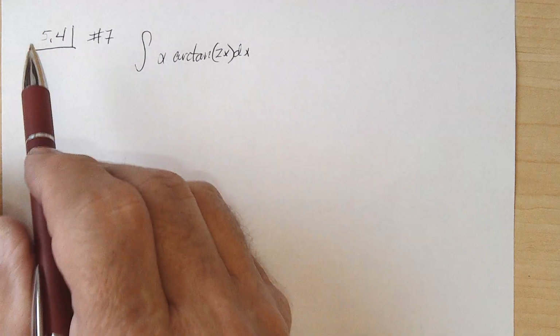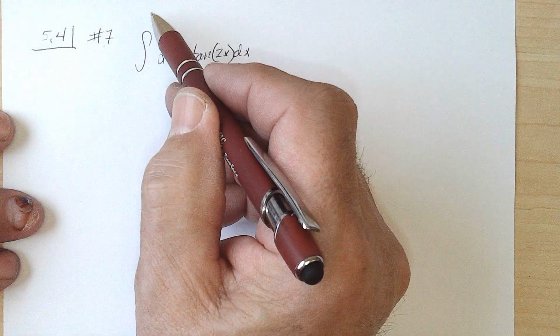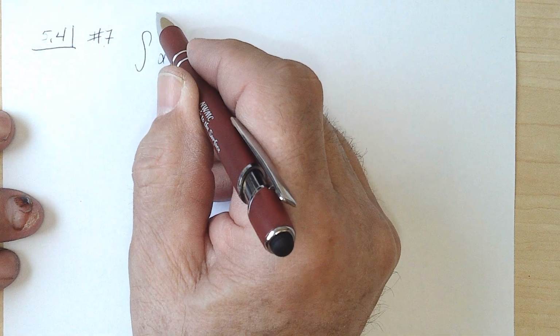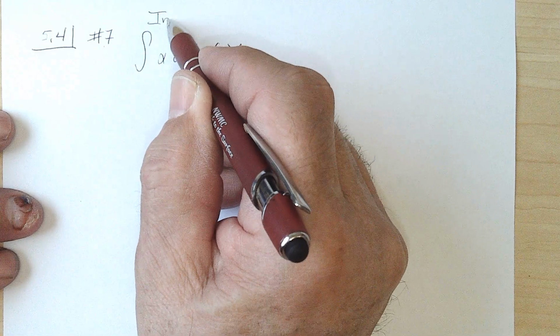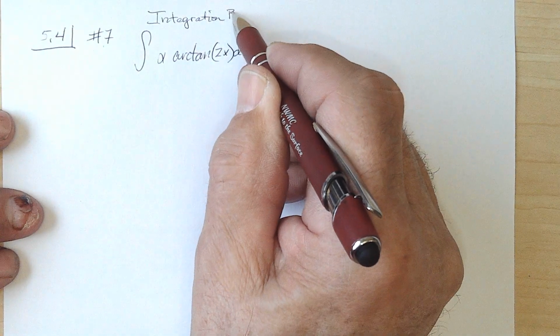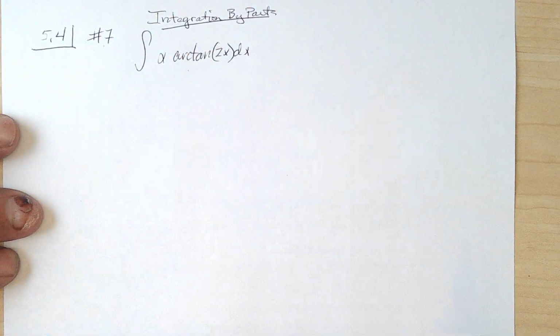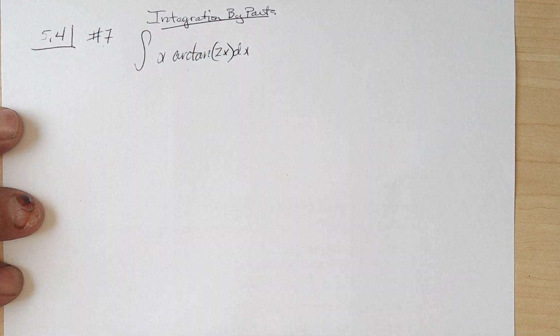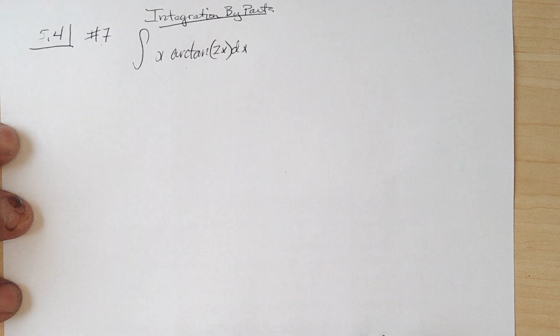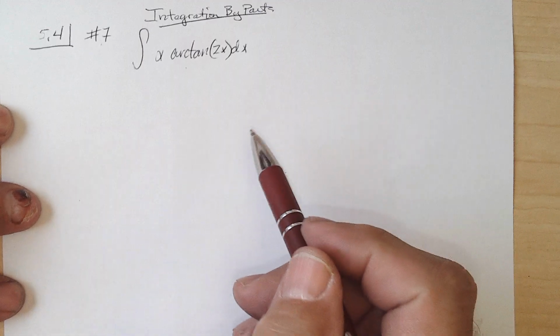I spent quite a bit of time on 5-4, number 7. We're supposed to be doing the problems in 5-4 by integration by parts. However, after quite a few efforts on this, I found out that you really can't do this one by integration by parts. You can get part way, but then you get stuck.